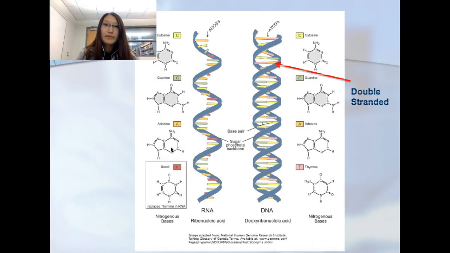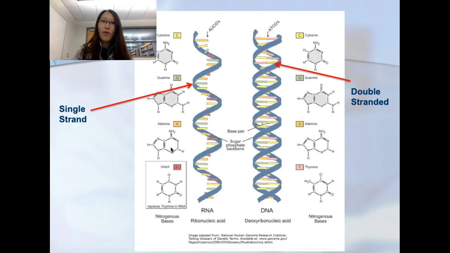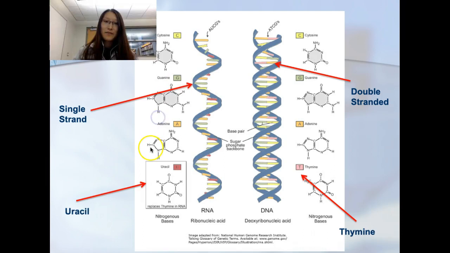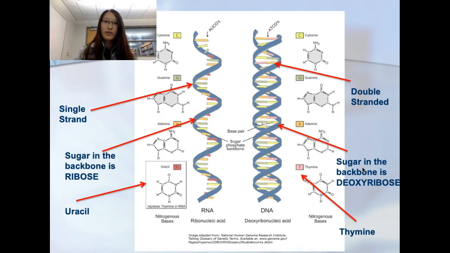All right, double-stranded, last difference. DNA is double-stranded always. RNA usually is single-stranded. If you want to learn about double-stranded RNA, you can come to AP Bio. But you can remember RNA as single-stranded. That's the norm, okay? DNA is normally double-stranded. There are some exceptions as well for viruses, but you don't need to know about that yet. And uracil is the U thing we're talking about. Sugar is called deoxyribose. Sugar in the backbone of RNA is called ribose.